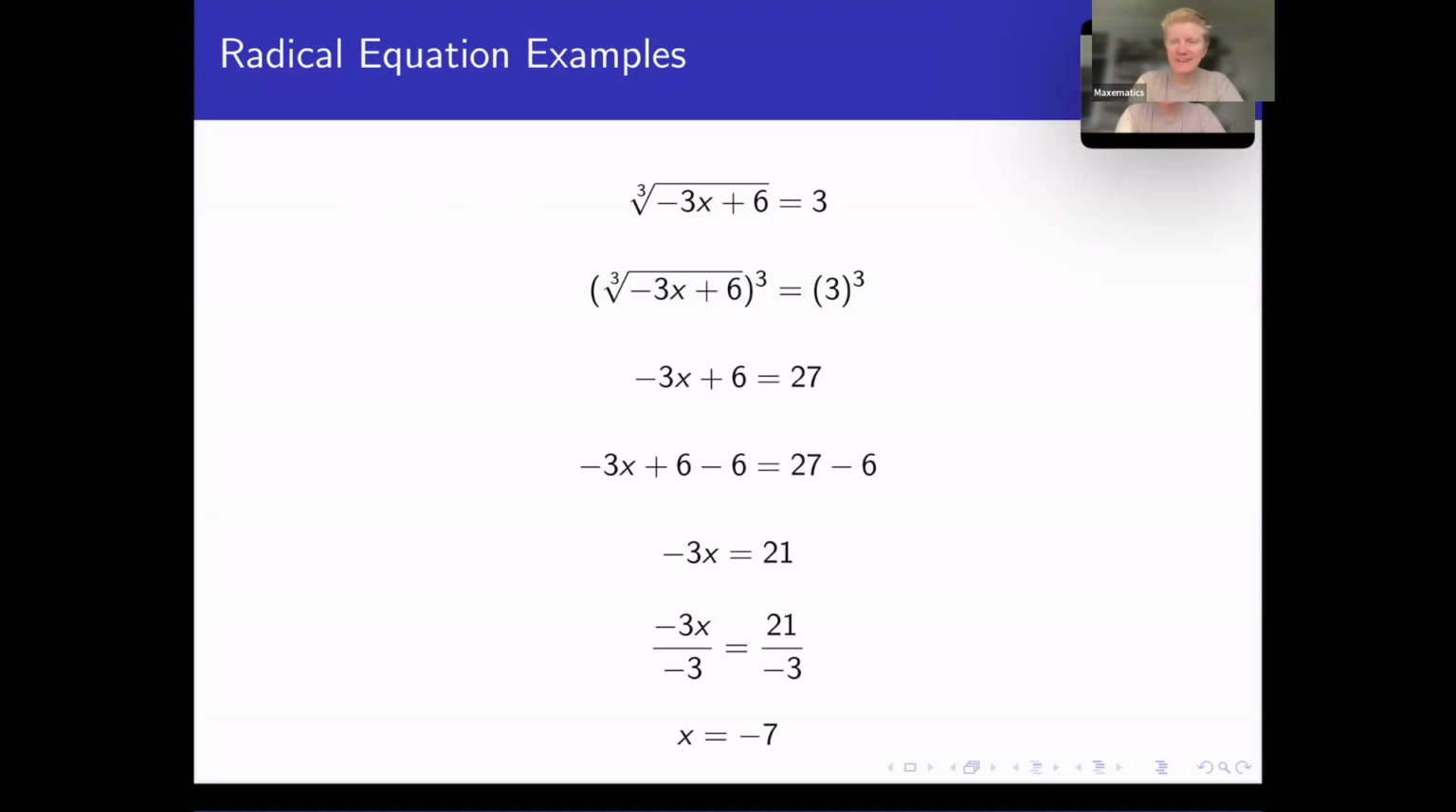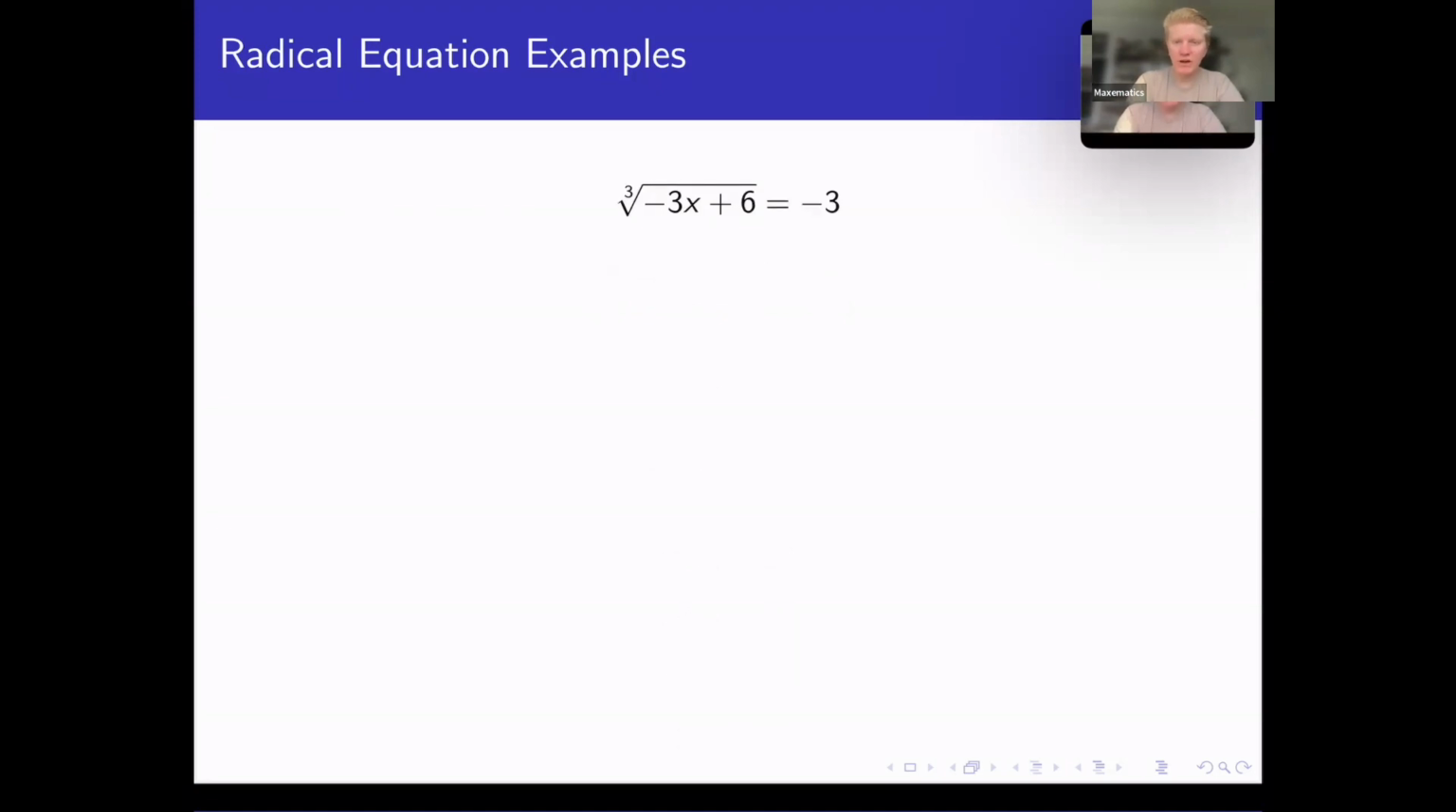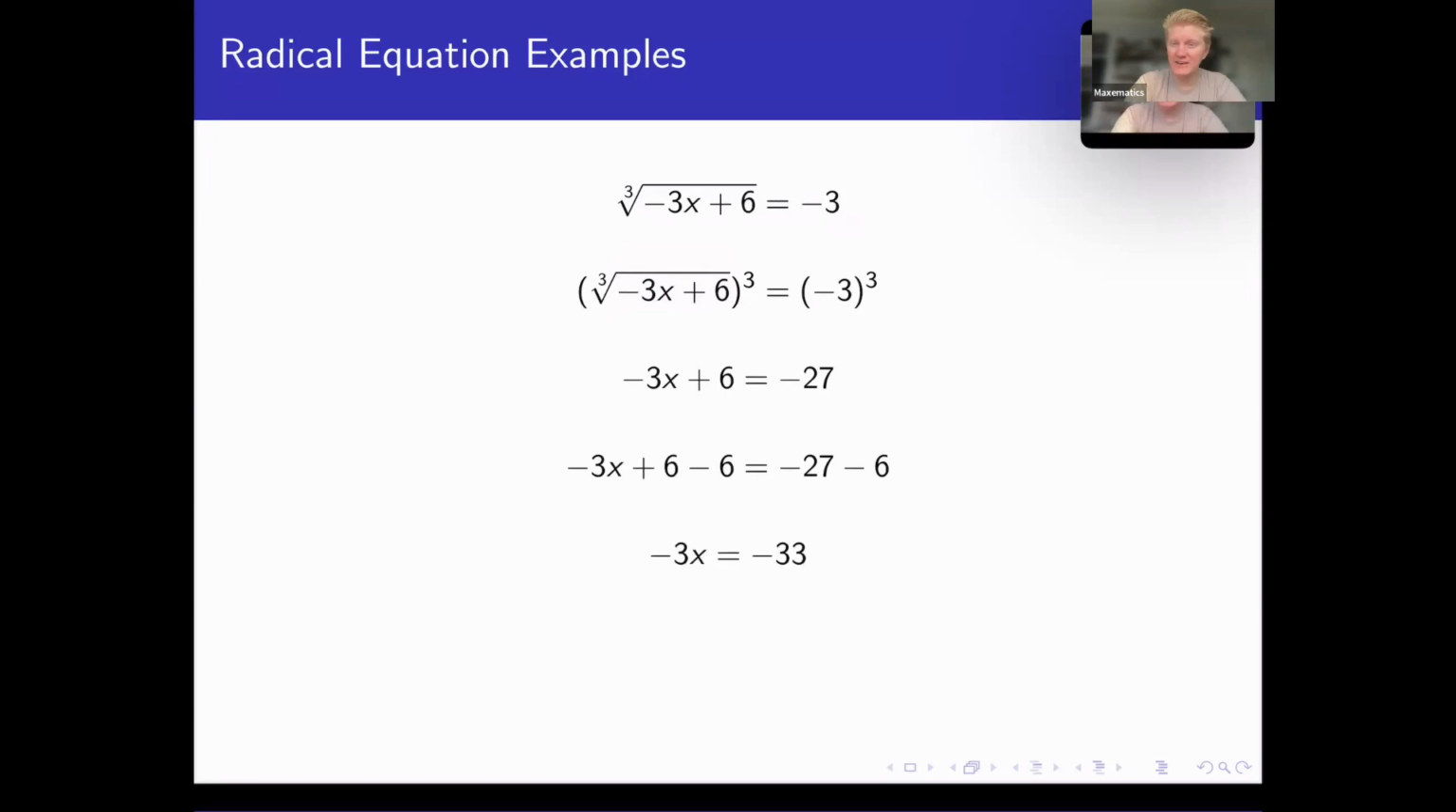Nice. That's it. All right, well, what if we have cube root of -3x plus 6 equals -3? Well, is it a problem that we got a negative on one side? I don't know. Let's see what happens. Well, we cube both sides again. Inside is just -3x plus 6. Right side, we now get -27. And we subtract 6 again, and we divide by -3, and we get 11. Oh, there's nothing wrong there.